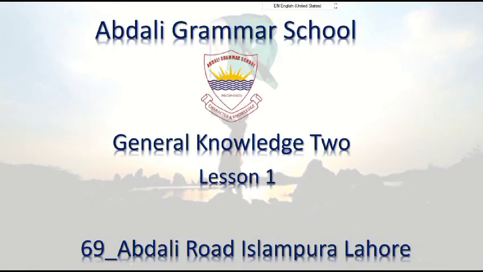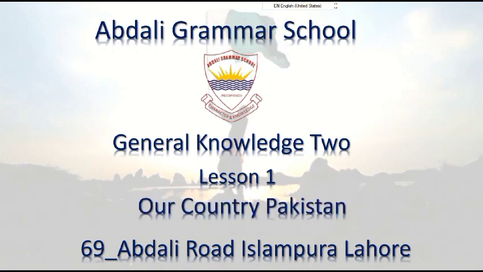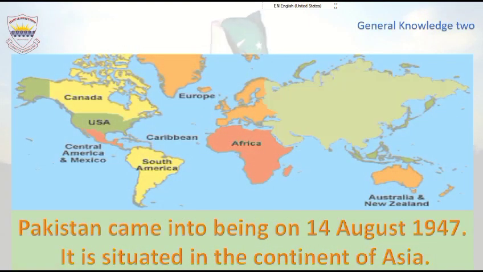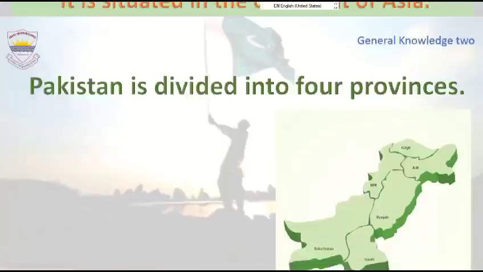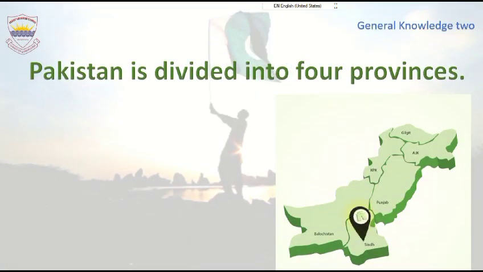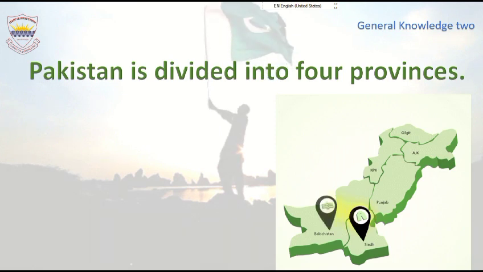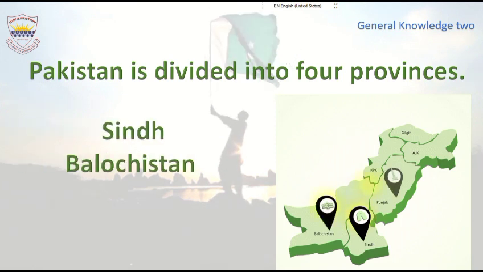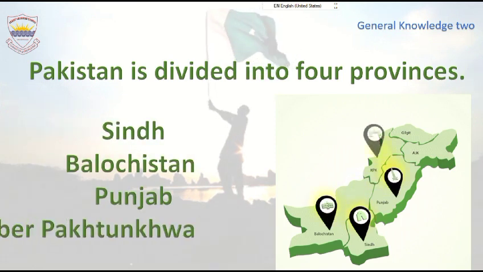Our today's topic is our country Pakistan. Pakistan came into being on August 14, 1947. It is situated in the continent of Asia. Pakistan is divided into 4 provinces: Sindh, Balochistan, Punjab, Khyber Pakhtunkhwa.